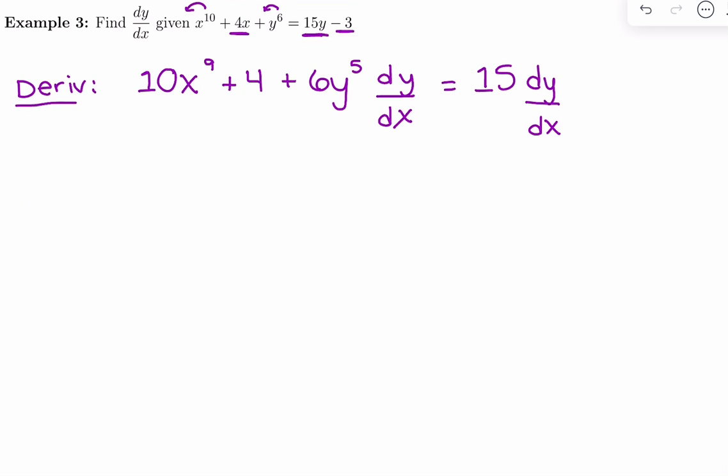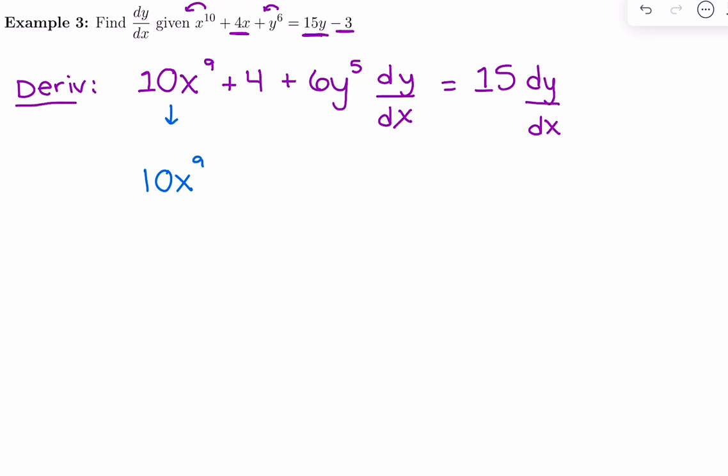Now that we've taken the derivative, we are going to solve for dy/dx. This time I'm going to get dy/dx on one side by moving it over to the right. It looks like I would have to move fewer terms to have all the dy/dx terms on the right instead of the left here. So I'm going to go term by term and decide should I keep it or move it, knowing I want all dy/dx on the right. Anything without a dy/dx, I'm going to leave on the left. So should I keep or move this first term? I should keep it. I have 10x to the 9th.